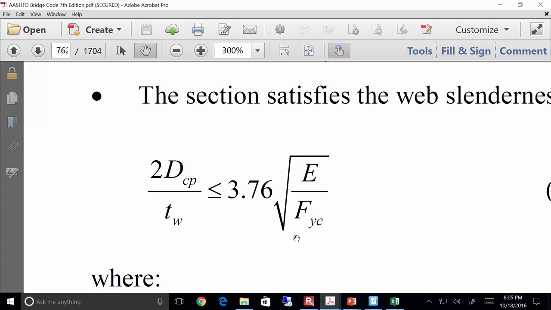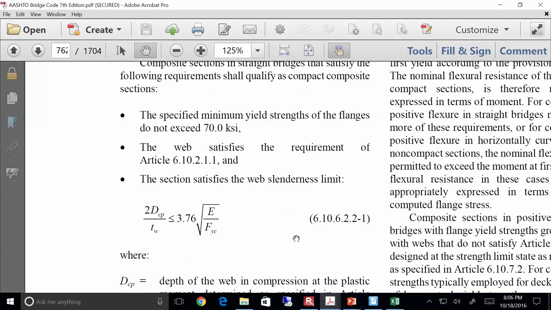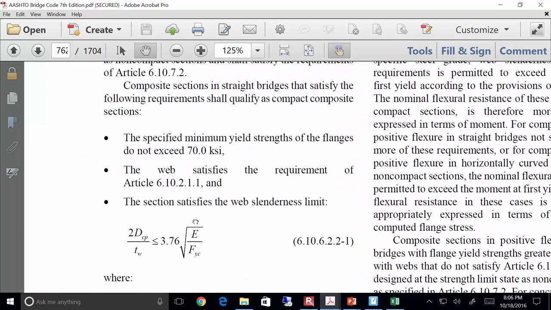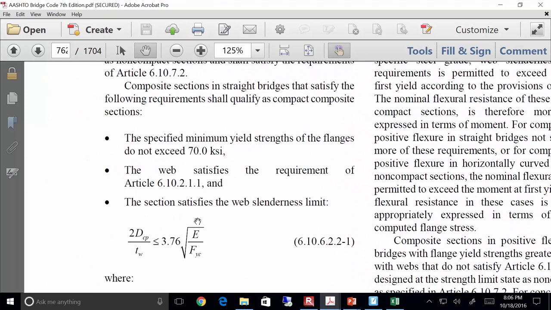So, for a section to qualify as compact, we have to meet 3 requirements. The flanges have to use a yield stress less than 70, which we do. Our D over TW has to be less than 150, which we meet. And we have to satisfy this requirement, which we do, right? So would you agree we have a compact composite section? Everybody okay with that? All right.